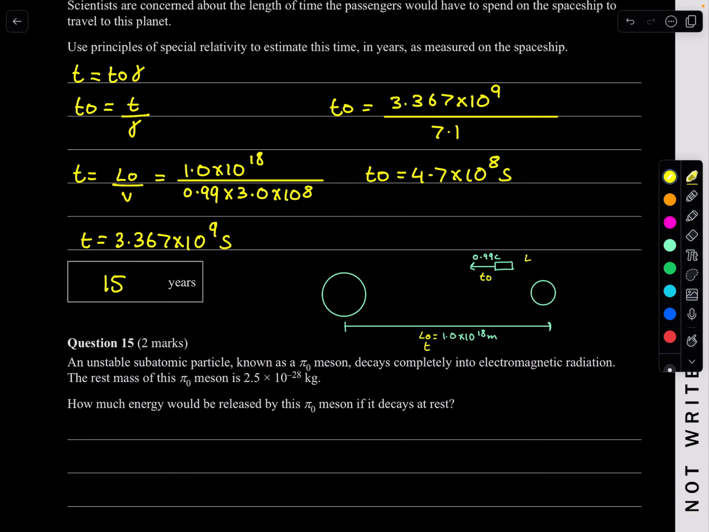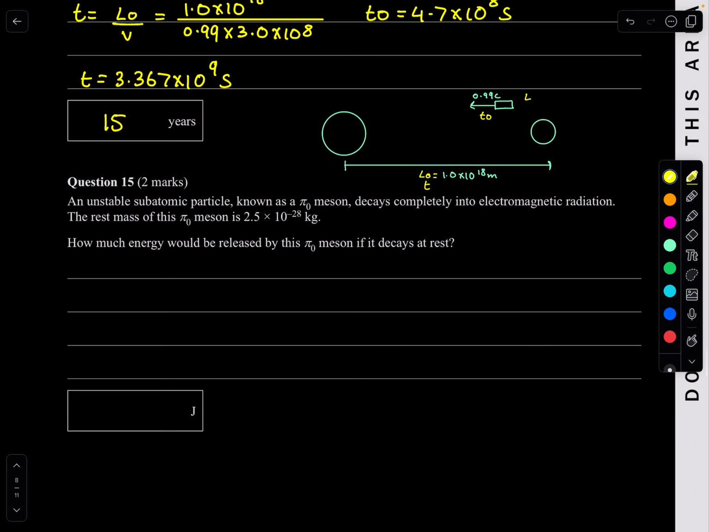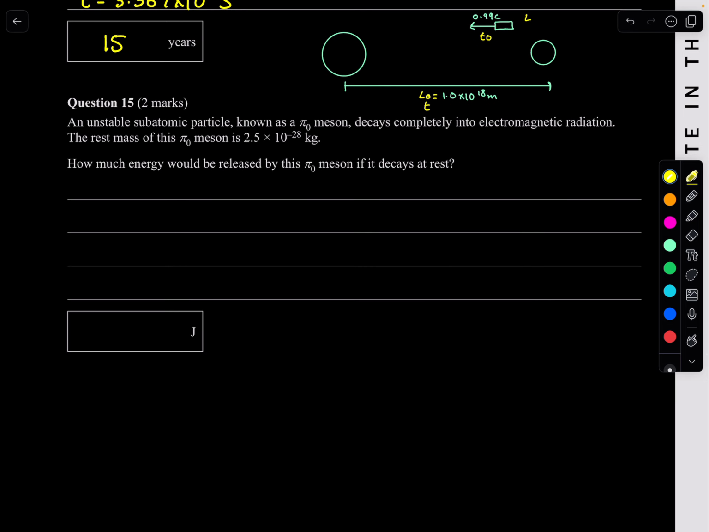Easy. That's not bad. 3 marks. Wow. Question 15. An unstable subatomic particle known as a meson decays completely into electromagnetic radiation. The rest mass of this meson is that. How much energy would be released by this meson if it decays at rest? Very nice and easy.